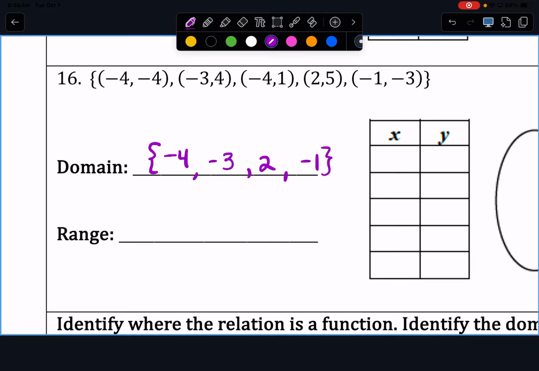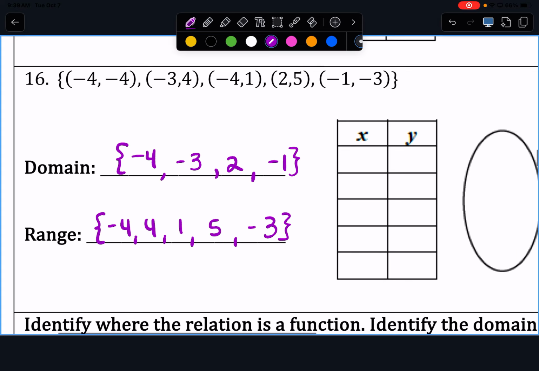Okay, for range, what is the set of our y values? -4, 0, 1, 5. And then we just put our points in the table. So our first point is -4, -4; -3, 4; -4, 1; 2, 5; -1, -3.